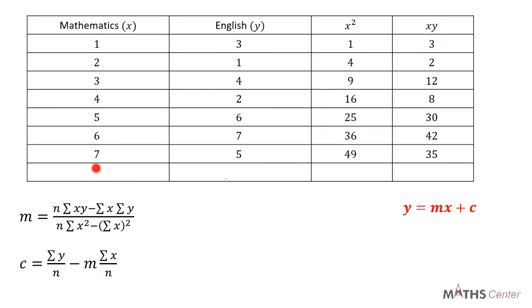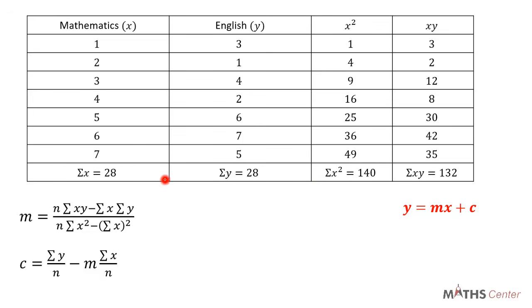Now we will need sigma x, so we add all the x values, that gives us 28. We will need sigma y, so we add all the y values, that gives us 28. We will need sigma x squared, so we add all the x squared values, that gives us 140. And we will need sigma xy, so we add all the xy values, and that gives us 132.